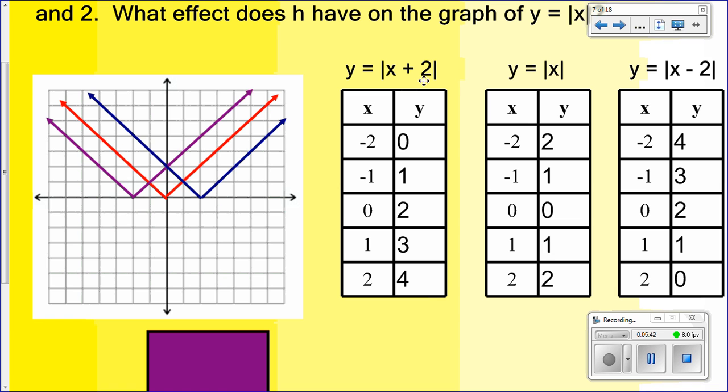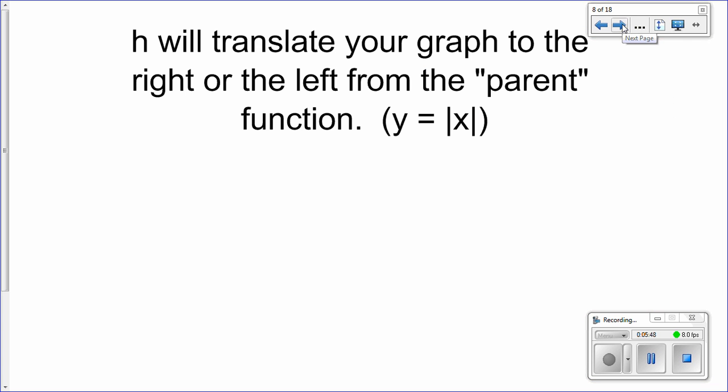What effect does adding or subtracting a number have on your graph? H will translate your graph to the right or left from the parent function. So anytime you add or subtract anything to x inside the absolute value, your graph is going to shift either left or right.